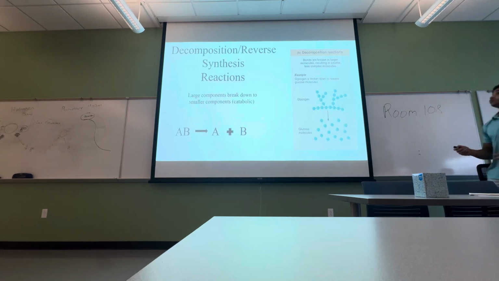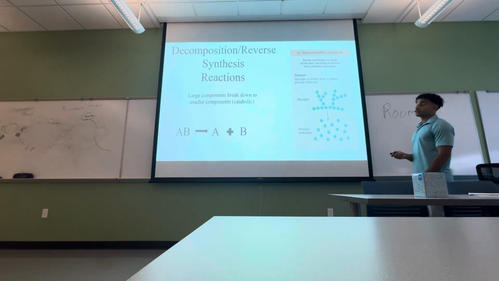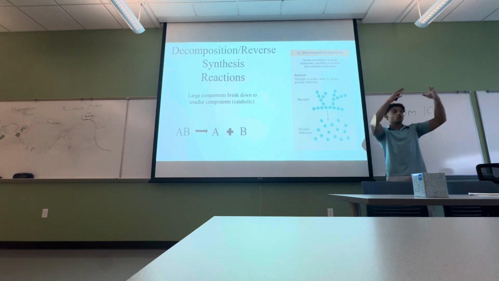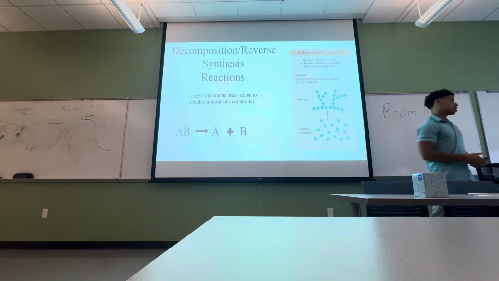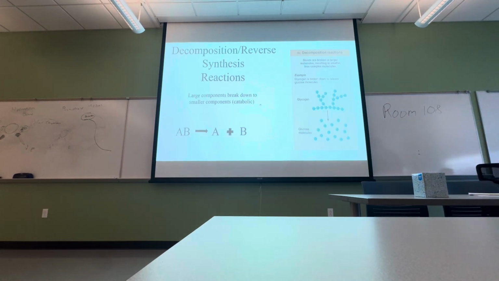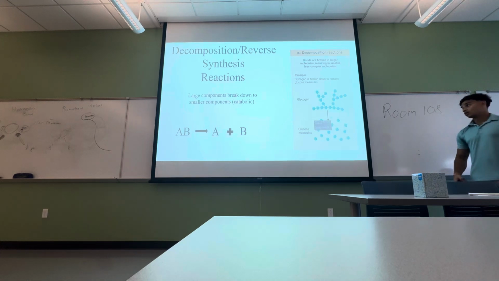Okay, the next one is called decomposition or reverse synthesis. This is where, again, you're taking larger components and you're breaking them down into smaller ones. This is a catabolic reaction, and again, this AB becomes A plus B, the two small components. The primary example of this is glycogen.